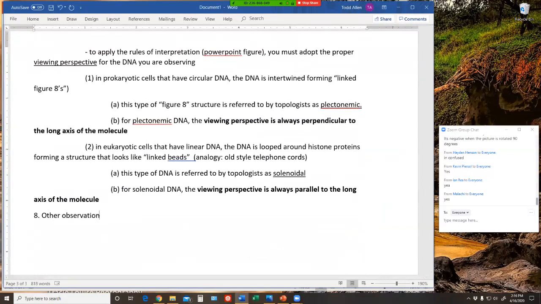Other observations. As long as circular DNA does not have supercoils, the linking number will equal the twist. Okay. Now, let's continue. Something else to point out.